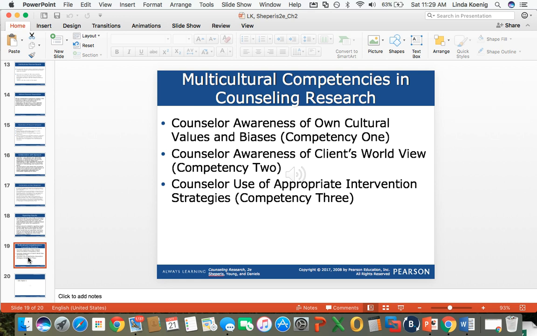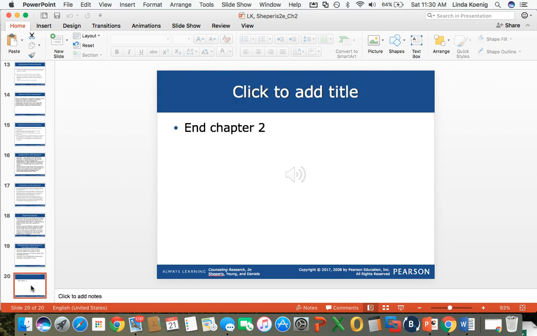All right, there are always multicultural competencies that need to be put in place if we're doing research, and these are just the counselor awareness of own cultural values and bias. That's one competency. The second competency is awareness of our client's worldview. The third competency is using appropriate intervention strategies. Multicultural competencies are something that is also talked about in our ethical guidelines. So that brings us to the end of Chapter 2.